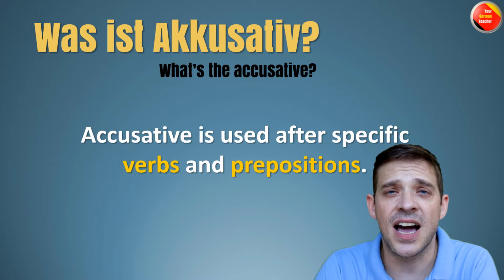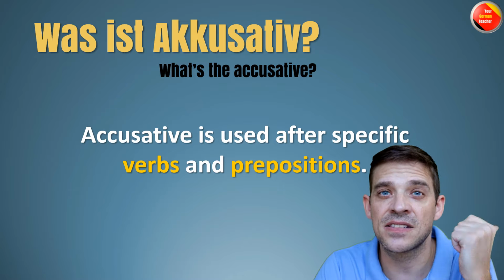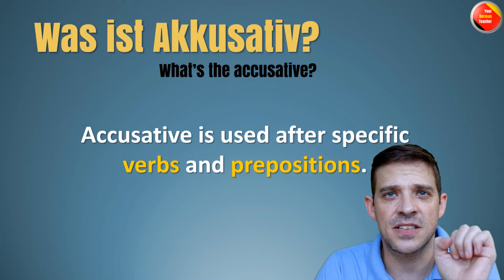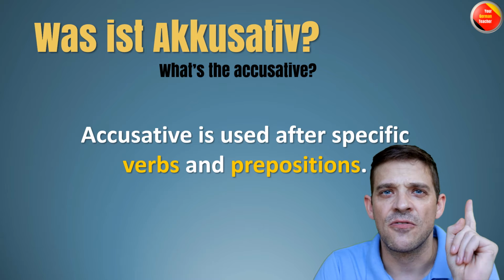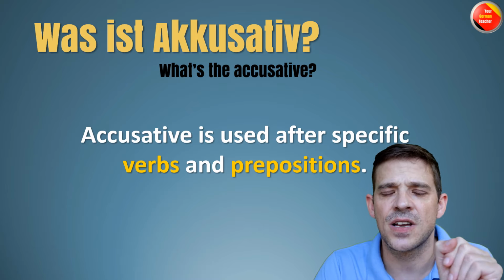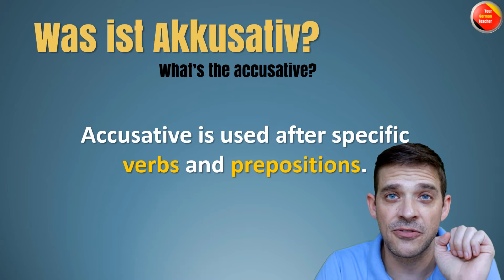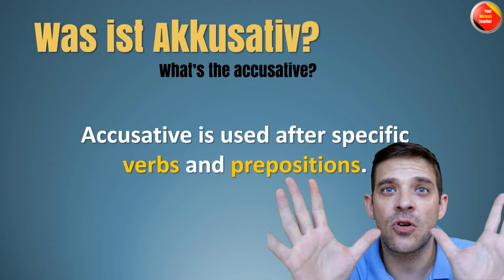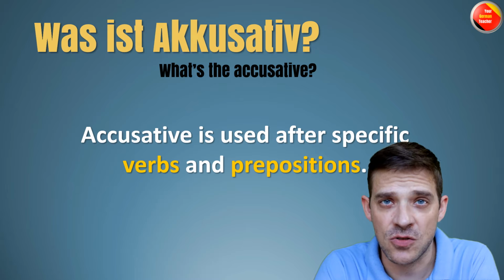According to the definition, Accusative is used after specific verbs and prepositions. Prepositions we're not gonna do in this video. There's gonna be a separate extra video all about prepositions. Verbs is actually pretty easy. We have only a couple of verbs where you have to use nominative. There is a little bit more when you have to use dative. That's the third case. And for almost all the rest, you have to use accusative.